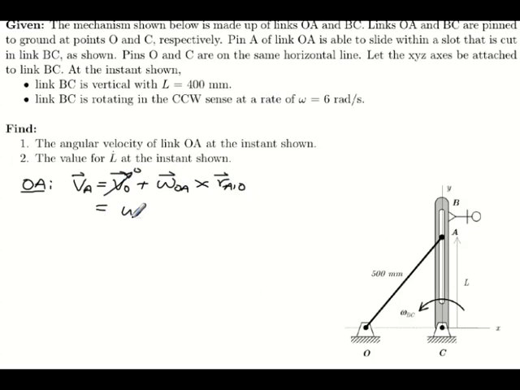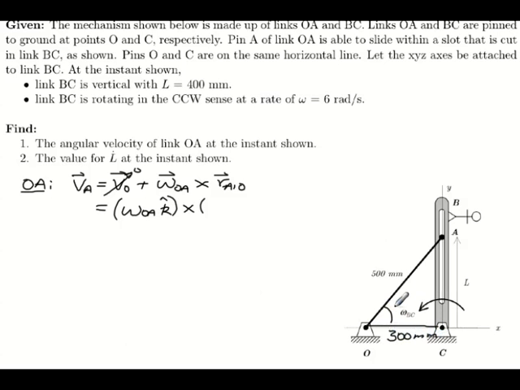Omega OA we don't know. We're going to write that as an unknown. I'm going to implicitly assume here it's in the counterclockwise sense. Not important. One way or the other is fine. Just stick with it all the way through, and your math will tell you whether that assumption is correct. The vector which goes from O to A, we know that the link is 500 millimeters. The position here, L, is equal to 400, so we know that this distance here is 300.